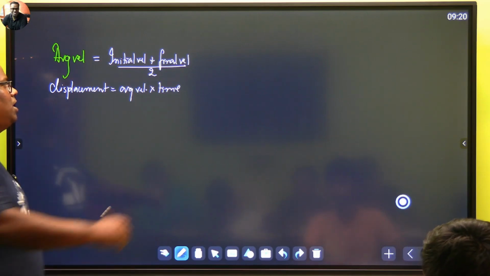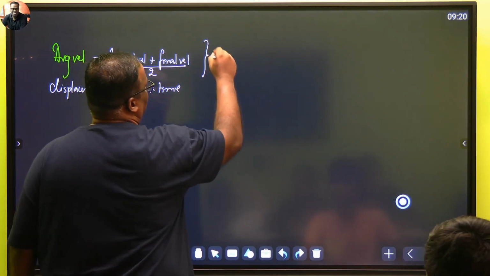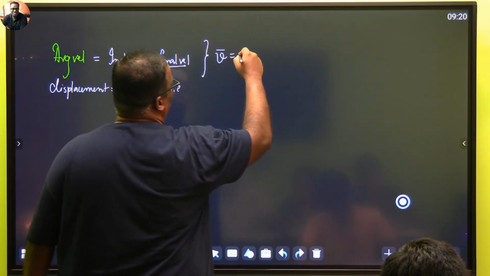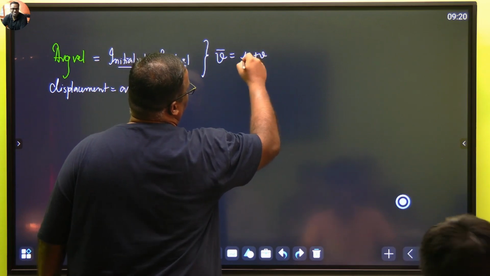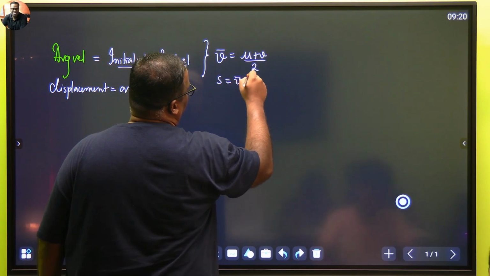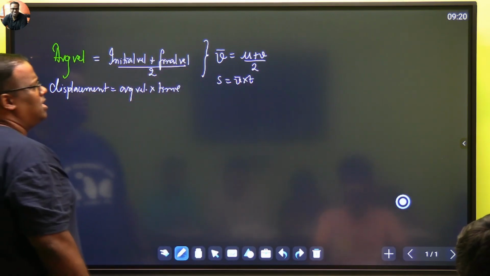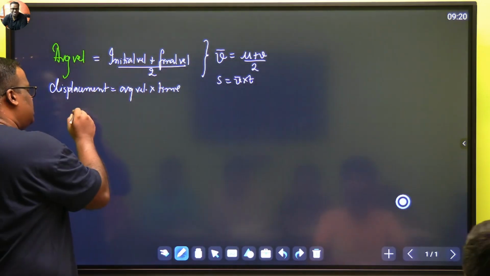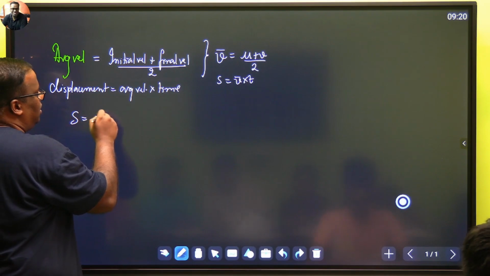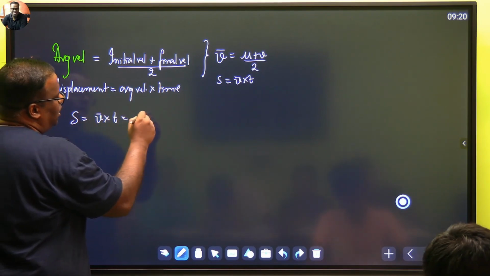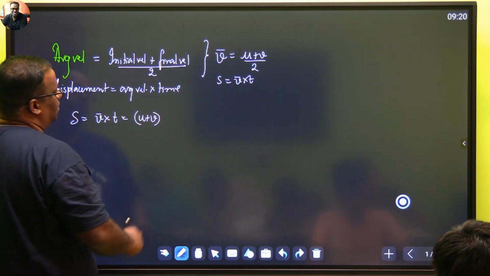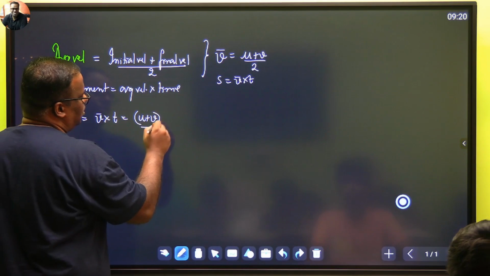Average velocity हम यहाँ पे क्या लिखें? Average velocity का मतलब हो गया v bar. Any average like mean, ये mean है. So this is equal to u plus v divided by 2. और displacement क्या हो जाता है? v bar multiplied by t. बस अब इसी को लगाना है हमें. तो s का वैल्यू क्या हो गया है? s का वैल्यू हो गया v bar into t. v bar क्या हो गया है? u plus v, right, divided by 2 into t.